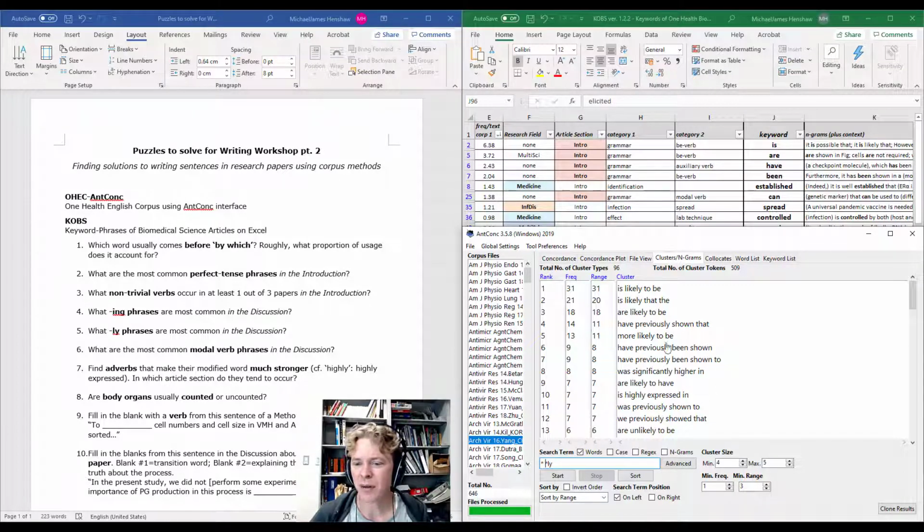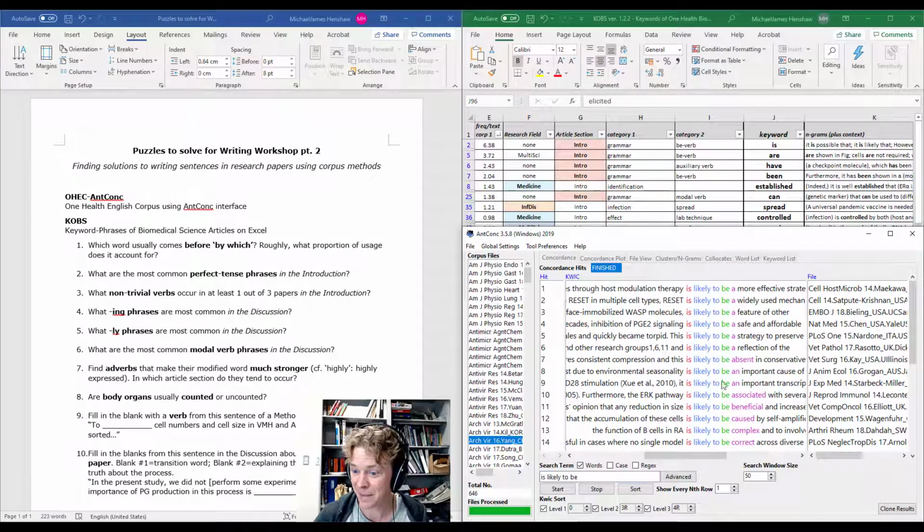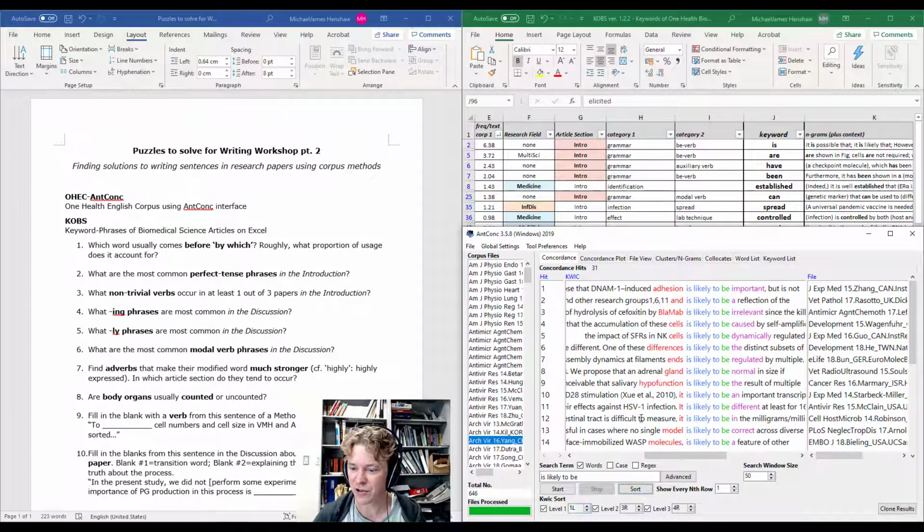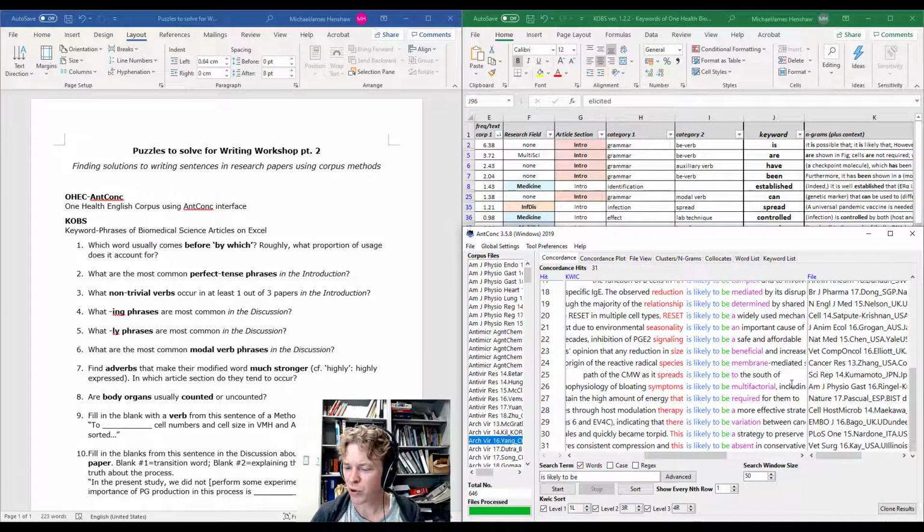And then, of course, we can look at more detail. So is likely to be is used in 31 different authors, each used only a single time. And so you may find some more interesting patterns if you sort of just browse through here.